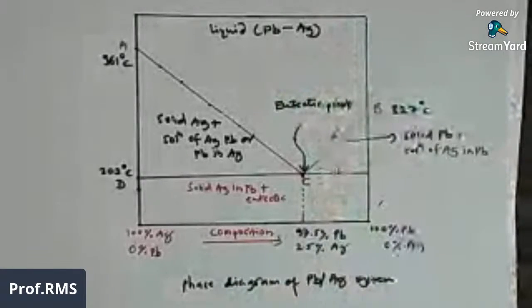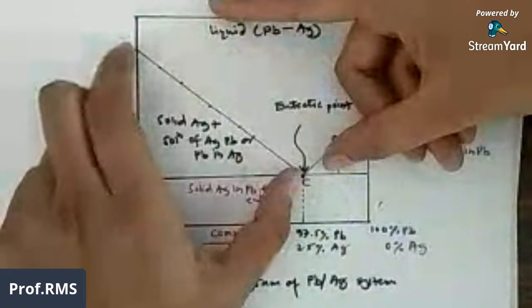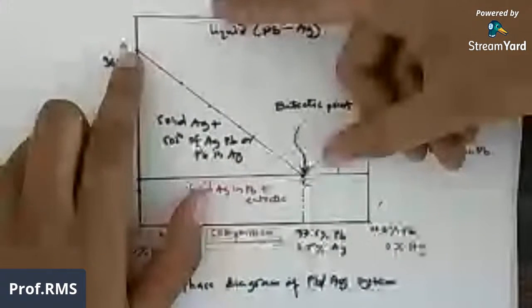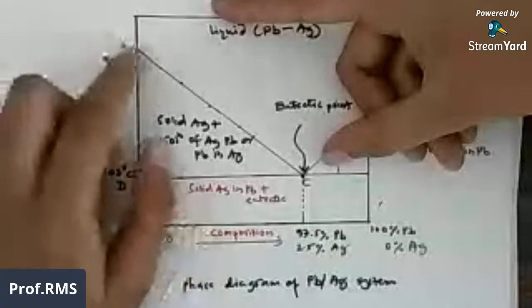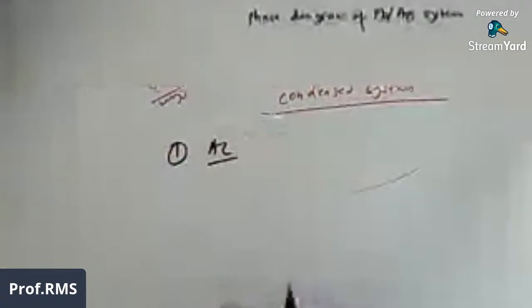Now talk about the degree of freedom for this curve. We know that this curve shows the equilibrium between the solid silver phase and the solution of silver and lead. So 2 phases, this curve showing the 2 phases. Let me write here the curve AC. You can see here the curve AC having the 2 phases.